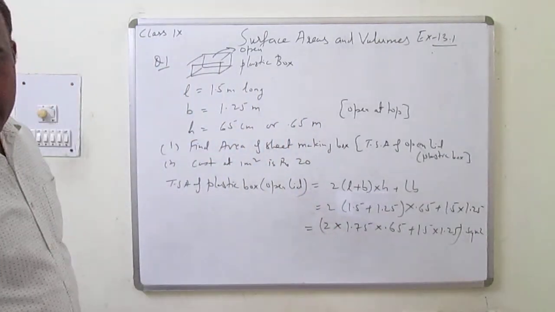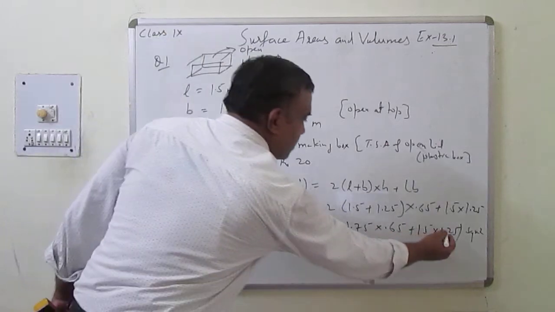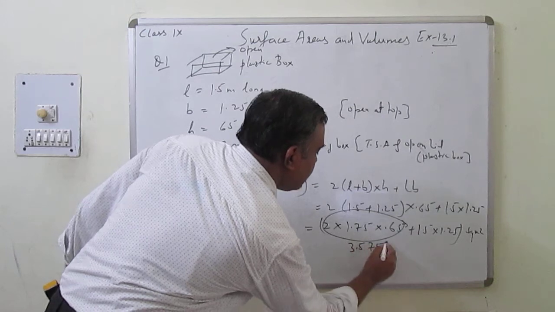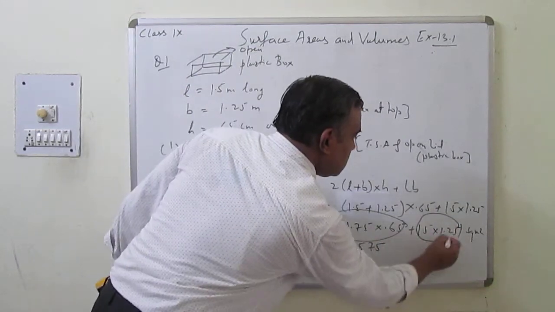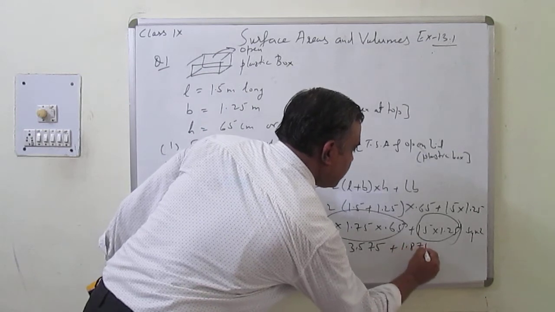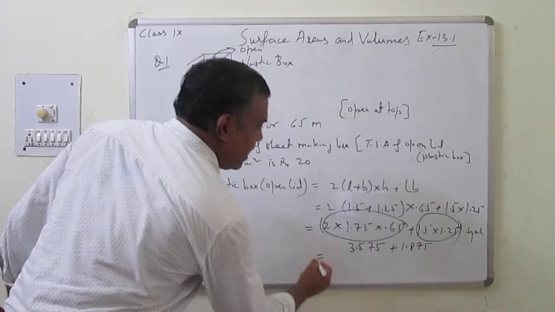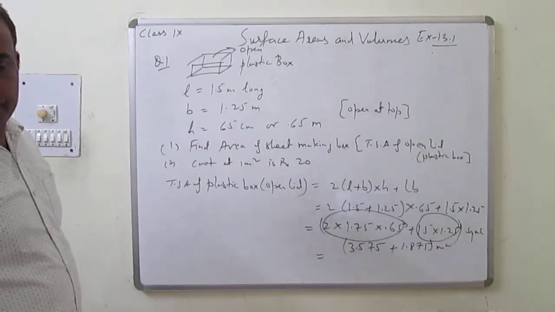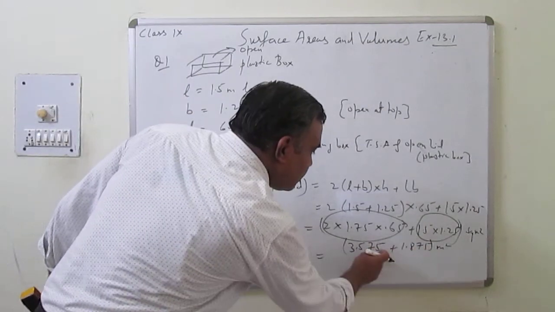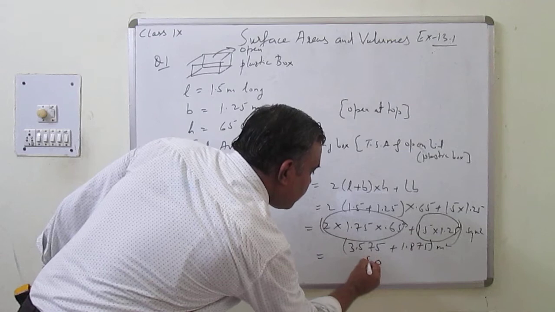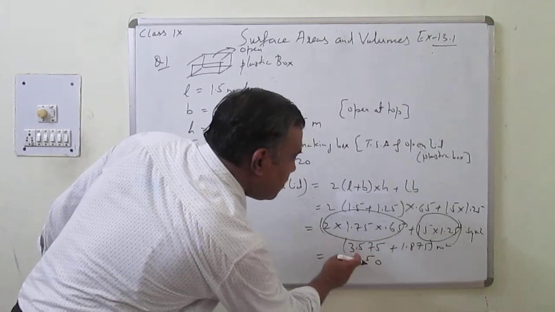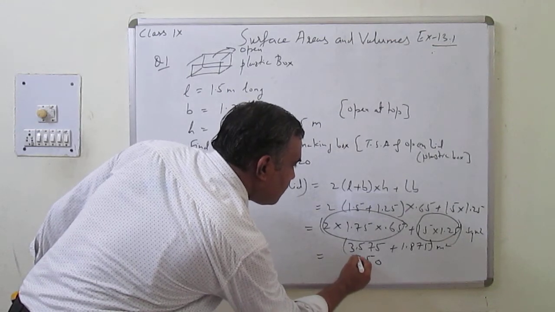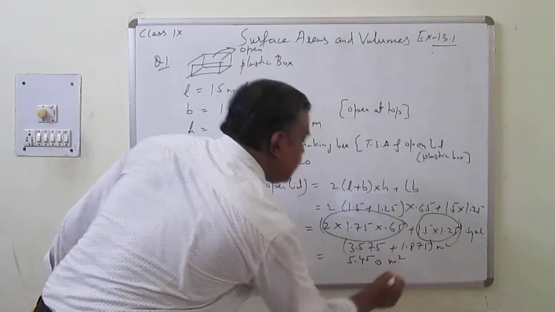Now if you multiply this, you will get 2.275. If you multiply this, you will get 1.875. If you add it, this is meter square. If you add it, you will get 4.150 meter square.